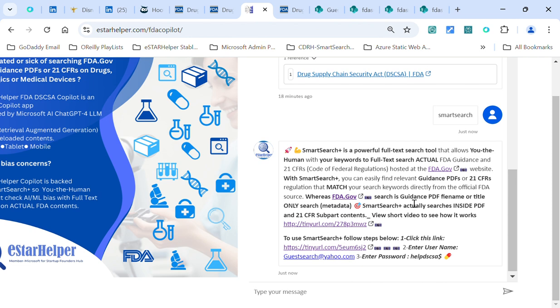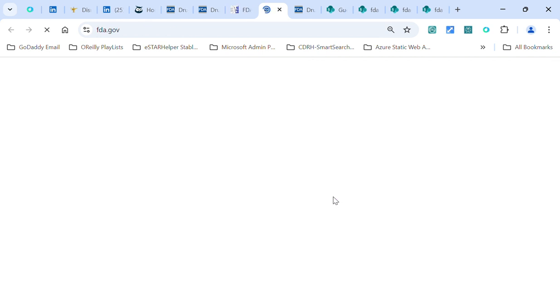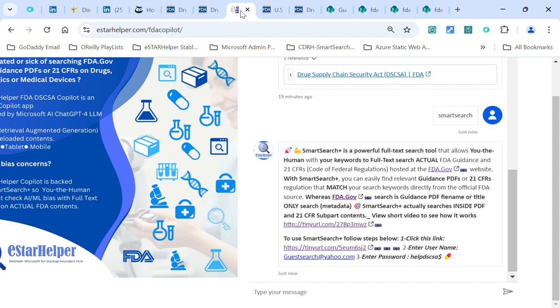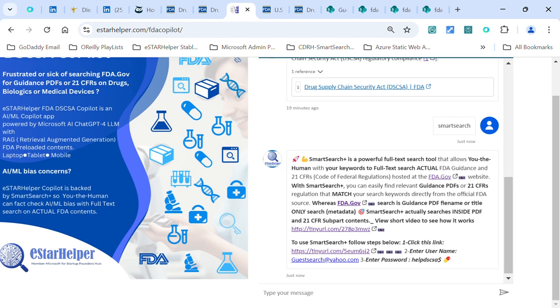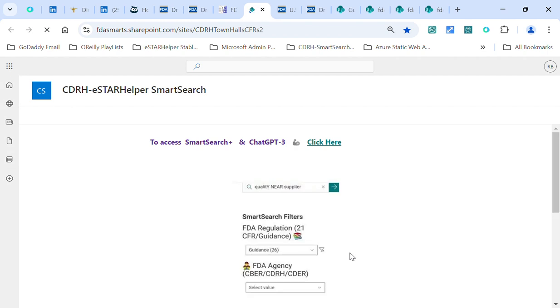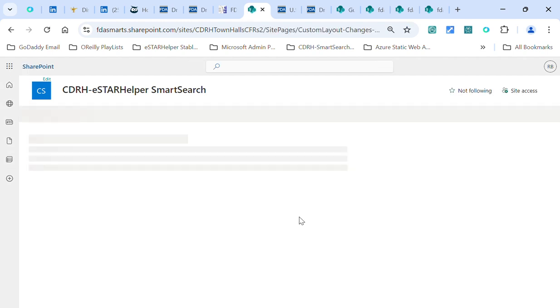A little bit of an introduction on what SmartSearch is, which is clearly unlike AI ML predictive deductions on your prompt. You, the human, are doing the actual full text search. There's a small short video clip showing you how that would work. But let's go ahead and access SmartSearch. We click this, and it puts us to the actual SmartSearch app.